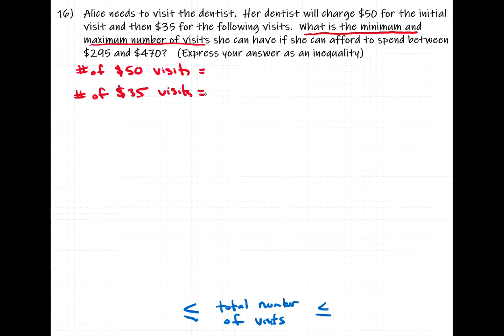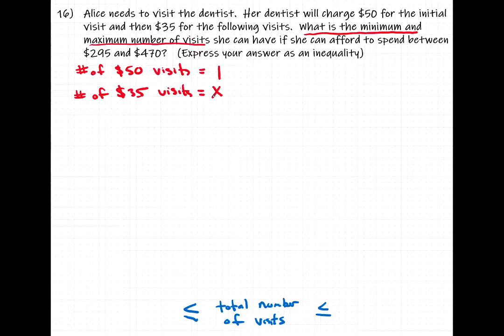It's $50 for the initial visit. So that only happens once. So Alice is going to pay $50 one time. And then $35 for each of the following visits. So we don't know how many of those following visits there's going to be. So that's our unknown here. So let's call that X. So there's one $50 visit and an X number of $35 visits.